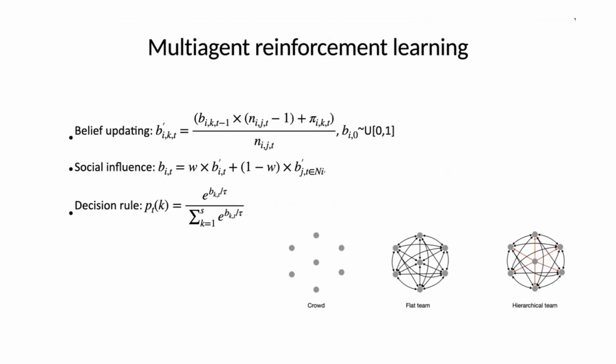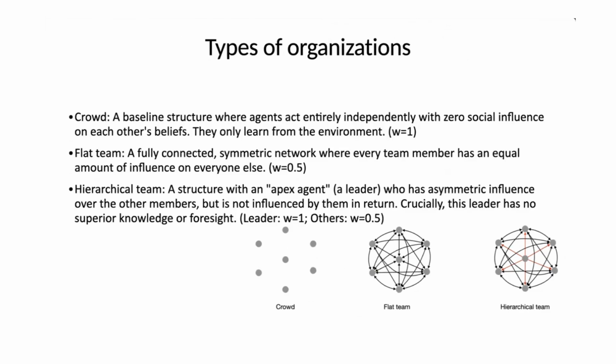Below here, we can already see 3 organizational structures. This affects the value of parameter W on the social influence one, and I'll just talk about it here. First is the crowd. We see the crowd is just each individual, and it acts independently, right, with 0 social influence on each other's beliefs, right? It's just an atom in this case. So they only learn from the environment. So the W is 1.